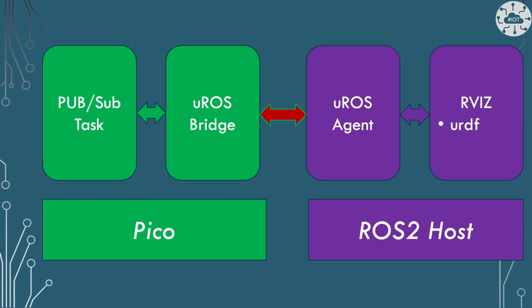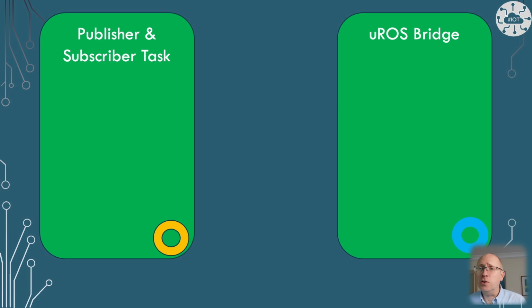Let's drill into the architecture of this application and how this is all working. We've looked already at this. Let's drill into that Pico side. So just like last time, we've got two tasks that I'm really worried about. There are other tasks, like a boot task in the background to set everything up, but these are really the two tasks we want to worry about. We've got our MicroROS bridge, which is just an extension of what we had previously, and we've got our pub/sub task, which is actually going to be doing the work.